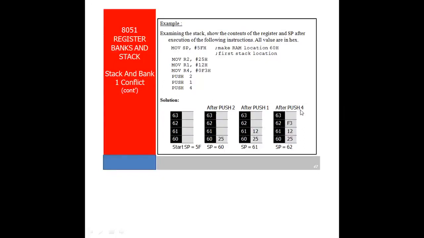Similarly, after the push 4 instruction, my F3 will be loaded in memory location 62, because when the push instruction is executed, the stack pointer is increased by 1. Now it is indicating location 62, and the value F3 will be loaded inside the stack. So this is the concept of the stack and how to manage the stack.